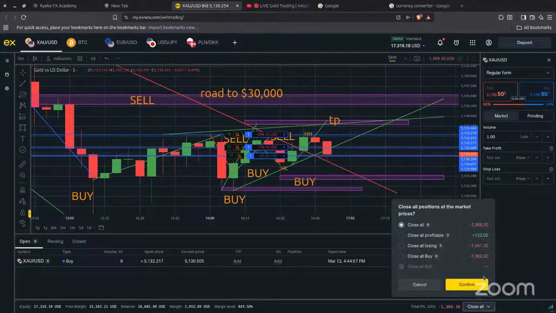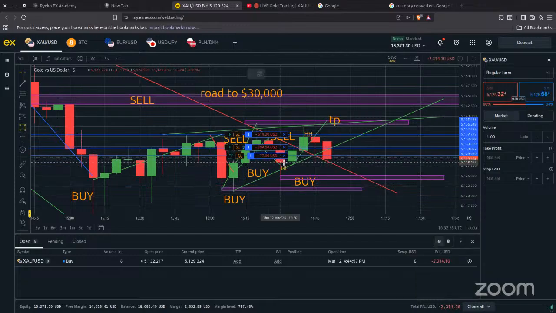Am I making some money? Yeah. The most important thing is this. Should be able to close above that. Yeah, should be able to close above that.